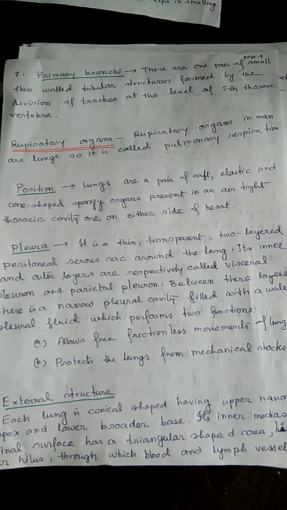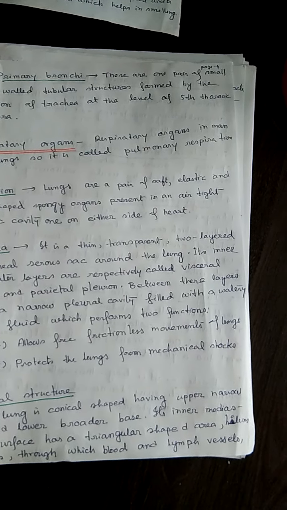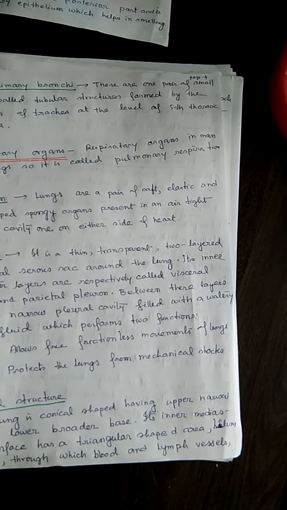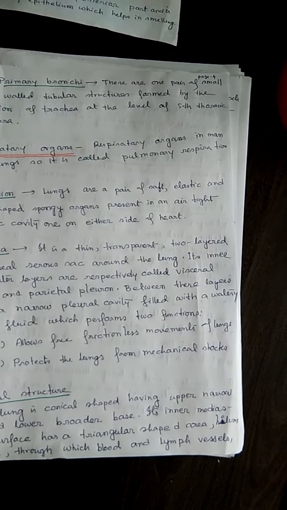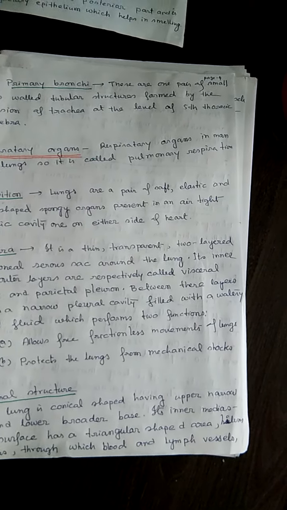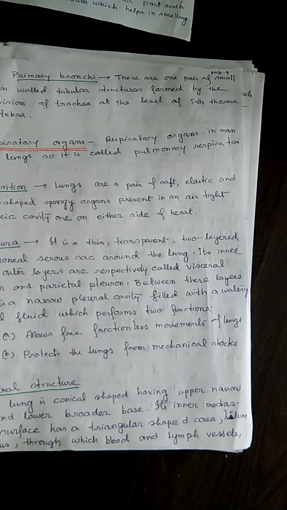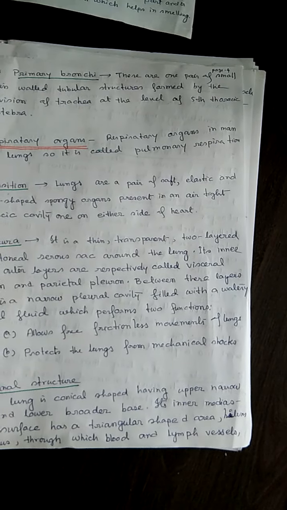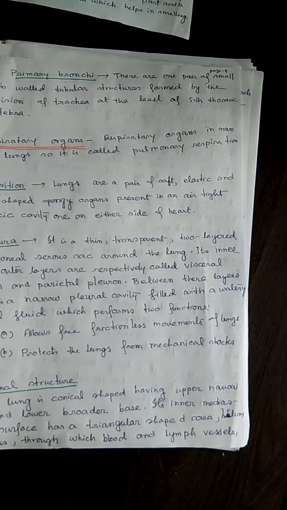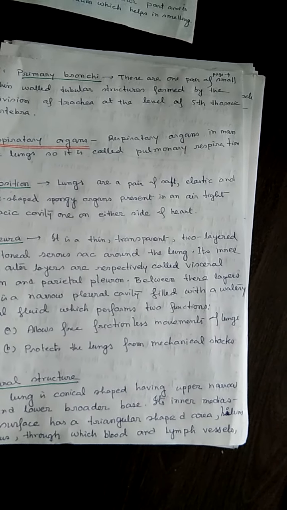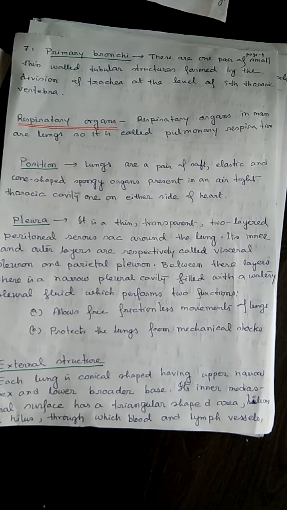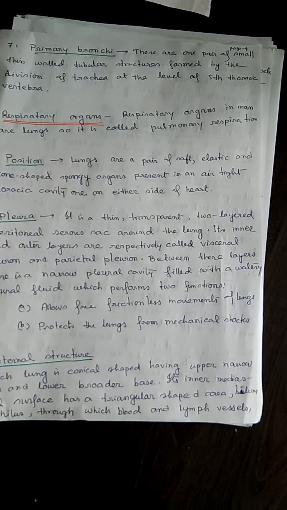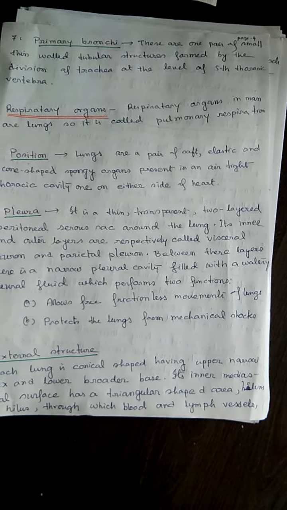Now what is pleura? Pleura is a thin, transparent, two-layered structure around the sac of the lungs. Its inner and outer layers are respectively called visceral pleura and parietal pleura. Between these layers, there is a narrow pleural cavity filled with a watery fluid, which performs two functions: it allows free frictionless movement of the lungs and protects the lungs from mechanical shock.